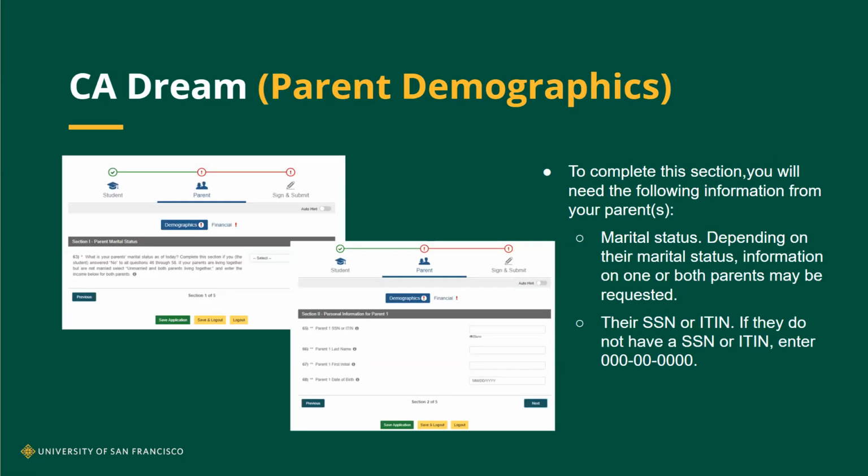After you finish answering your financial information, you move on to the parent demographics section. To complete this section, you'll need some information from your parents, including their marital status, their social security number and ITIN. If they do not have an SSN or ITIN, you want to go ahead and enter all zeros. And then depending on their marital status, information may be requested from one or both parents.